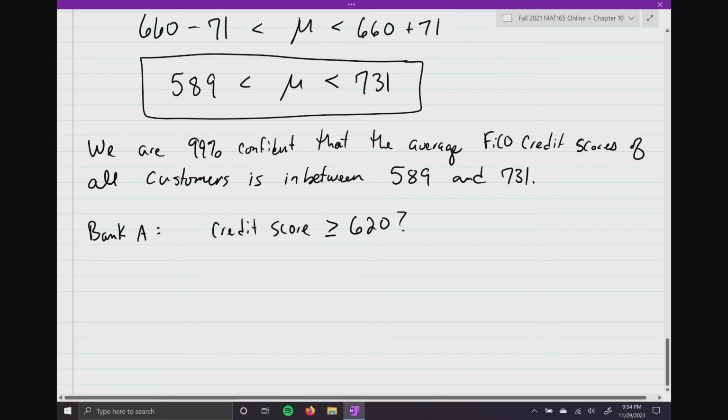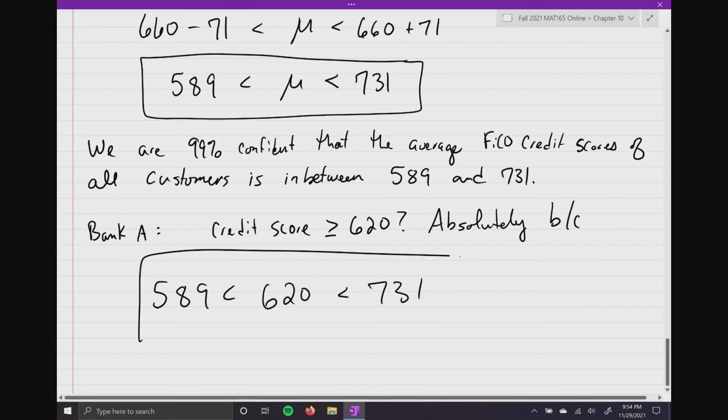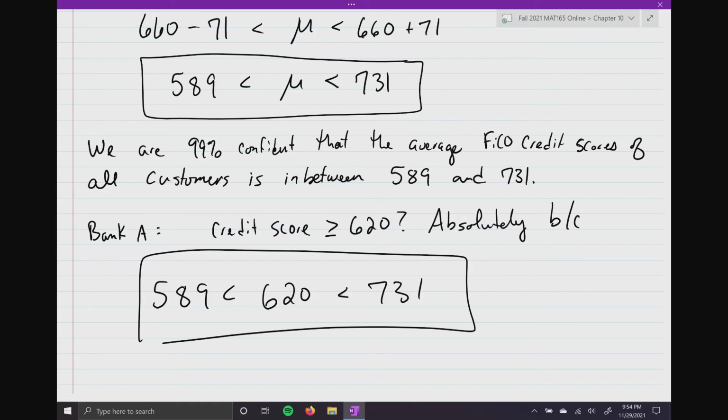Well, absolutely, because 620 is definitely in between 589 and 731. So it looks like the customers that we are giving this bank fit their criteria of a credit score of at least 620 or more. Okay? So I hope this made sense.